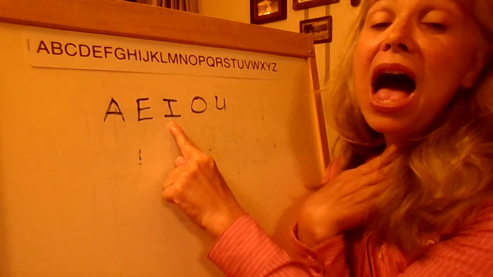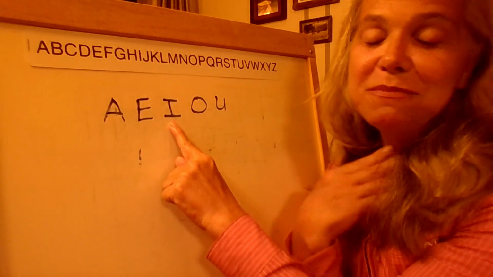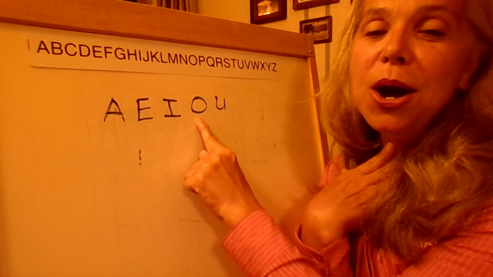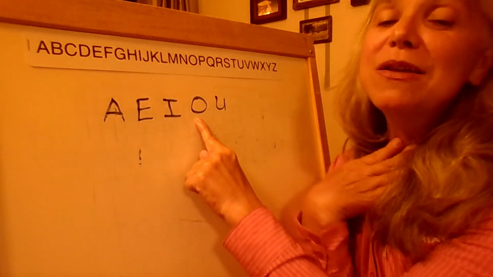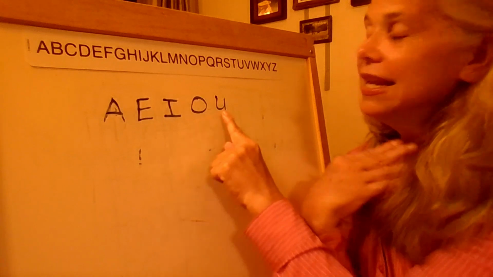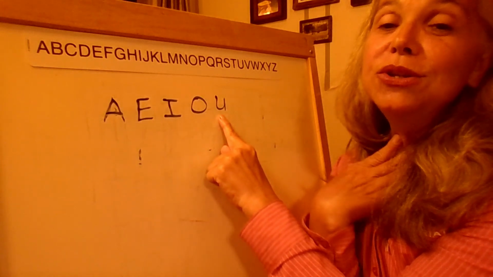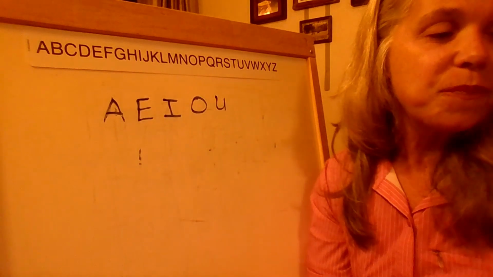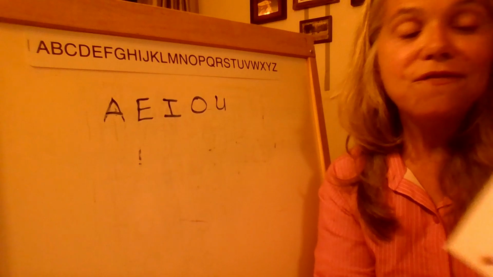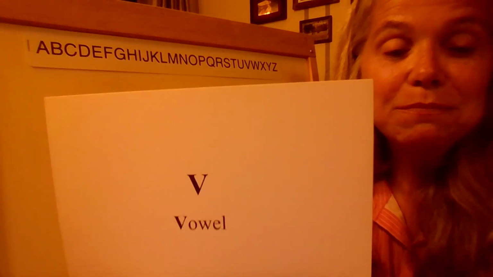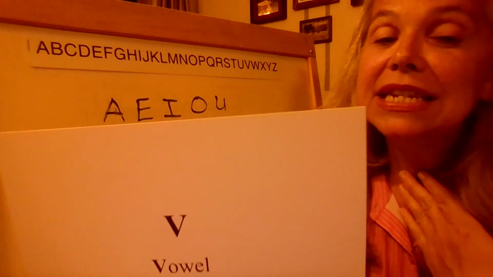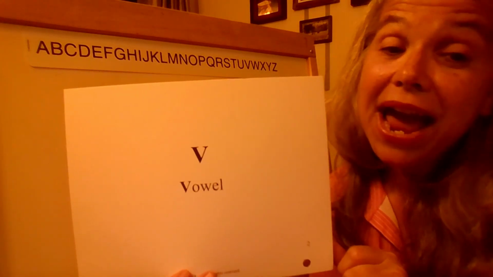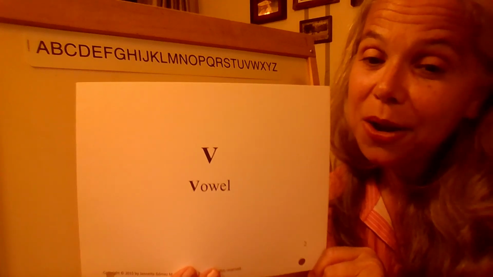Let's do the same with the next ones. I. Feel the vibration? Mouth open and vibrating is voiced. O. Mouth open and it's vibrating, voiced. And the last one, U, mouth open and it's voiced. So these are called vowels. When a sound is made with an open mouth and the sound is voiced, then that letter is a vowel. The vowels are A, E, I, O, U.